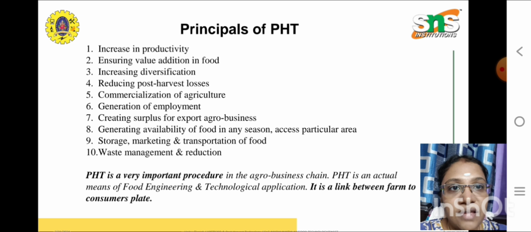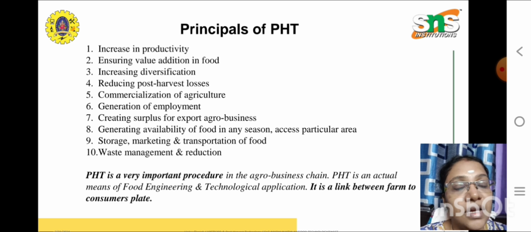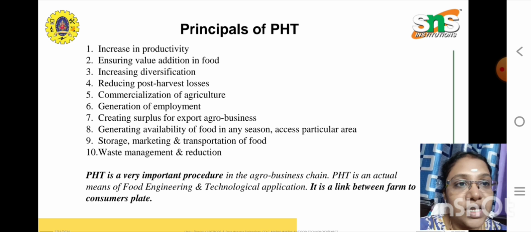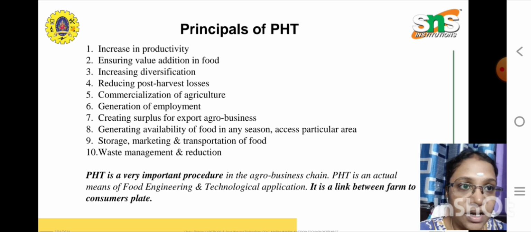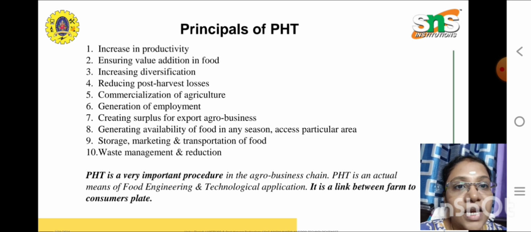And also obviously due to that we can make a commercialization of the agriculture, and so it leads to employment opportunities also. And also we can create a large amount of export oriented agro businesses. And also we can make sure that any type of food is available at any season across a particular area. And also the storage, marketing and the transportation of the food becomes easy. And obviously the last principle is there will be a reduction in the waste and also the management of the food.